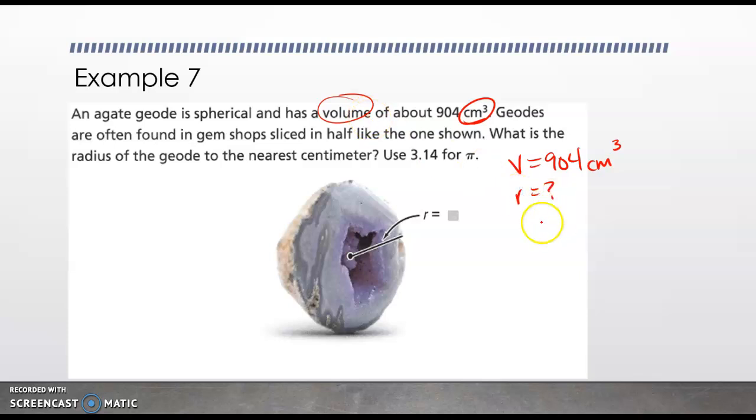I don't know the radius, so we're going to plug in V. Oops, I know V. So used to not knowing V. 904 equals 4 times pi r cubed divided by 3. So how do we do this? The easiest way, I'm going to multiply both sides by 3 because that takes out this 3. And so now 904 times 3 is 2,712. That equals 4 pi r cubed.